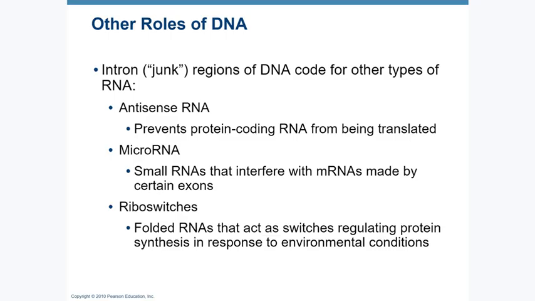We also have antisense RNA, which prevents protein coding RNA from being translated. MicroRNA, which is small RNA that interferes with mRNA made by certain exons. And then we have a riboswitch, where a folding RNA acts as a switch that regulates protein synthesis in response to an environmental condition. So antisense prevents coding from happening. MicroRNA is just interfering, and riboswitches switch protein functions on and off. And those are all from introns, or junk regions.